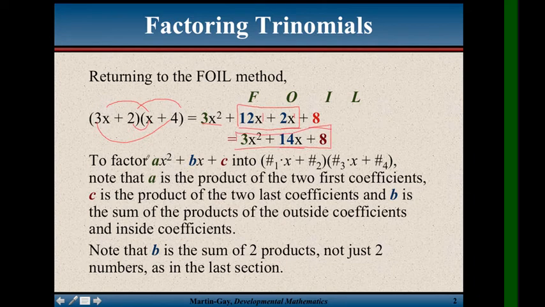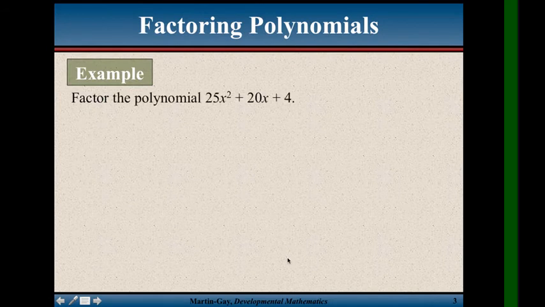Now, to factor ax squared plus bx plus c, note that a is the product of the two first coefficients, c is the product of the two last coefficients, and b is the sum of the product of the outside coefficients and the inside coefficients. Note that b is the sum of two products, not just two numbers as in the last section. Now, for an example, factor these polynomials. So we have 25x squared plus 20x plus 4.